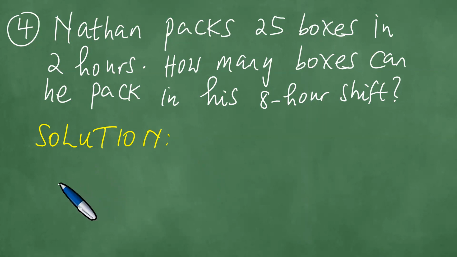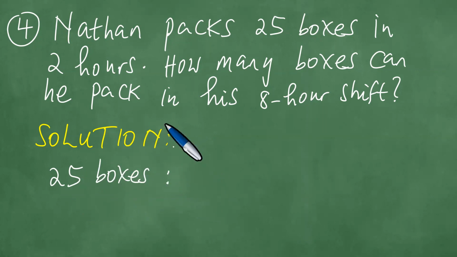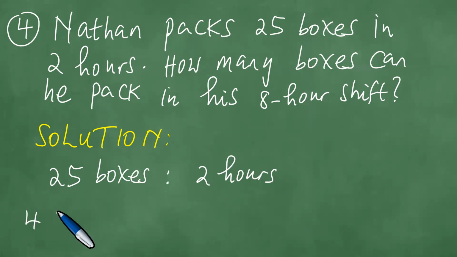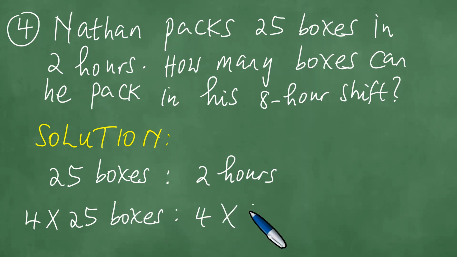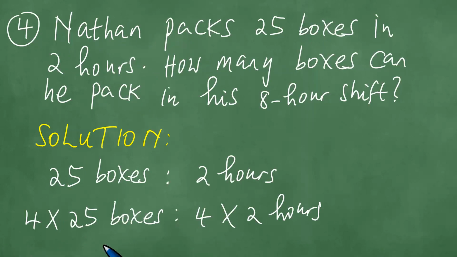So in other words, you have the ratios here: 25 boxes are to 2 hours. So how many boxes in 8 hours? You multiply by 4: 4 times 25 boxes, 4 times 2 hours. Which means we have 4 times 25, which is exactly 100. So 100 boxes will therefore be to 8 hours.